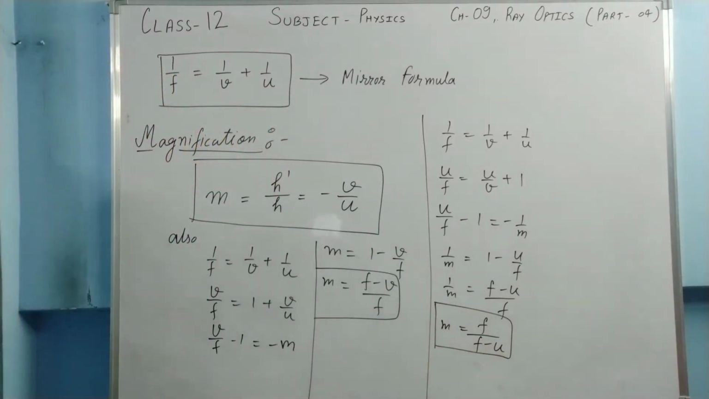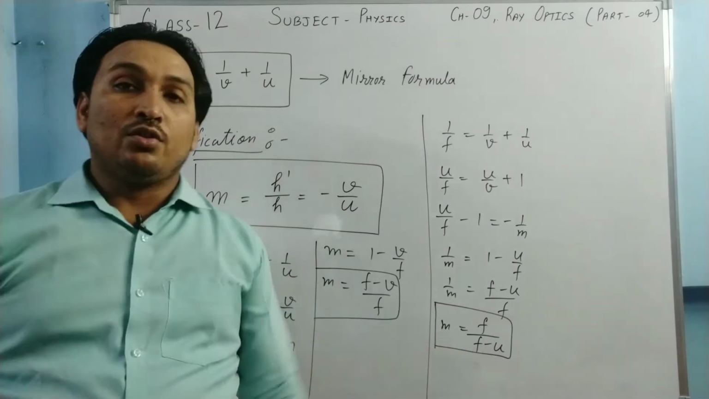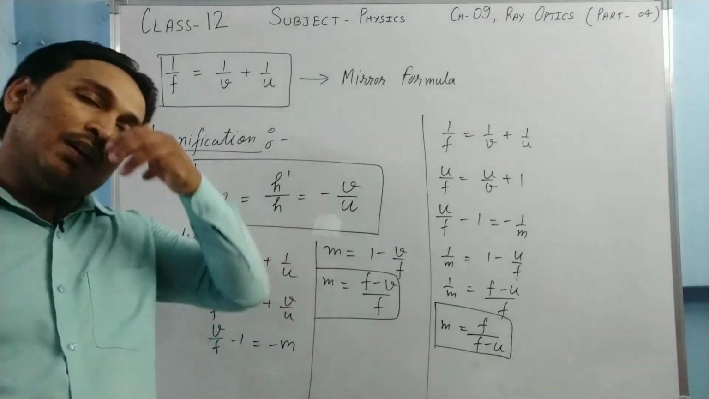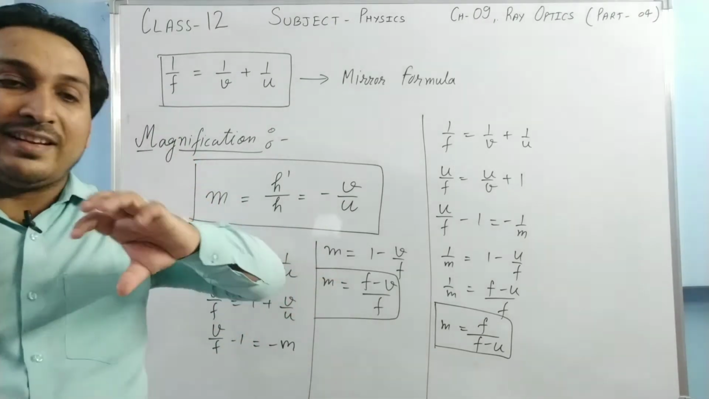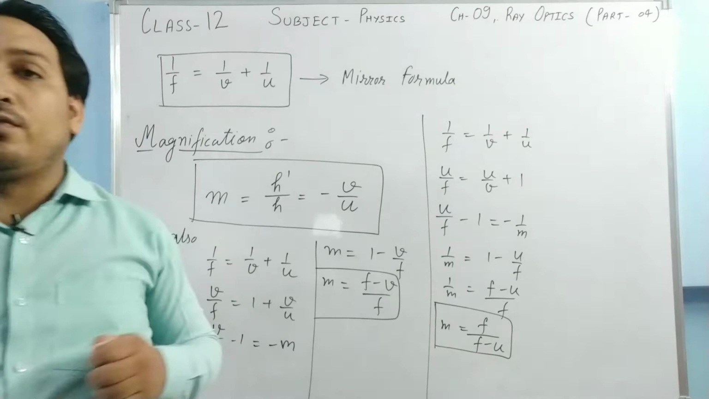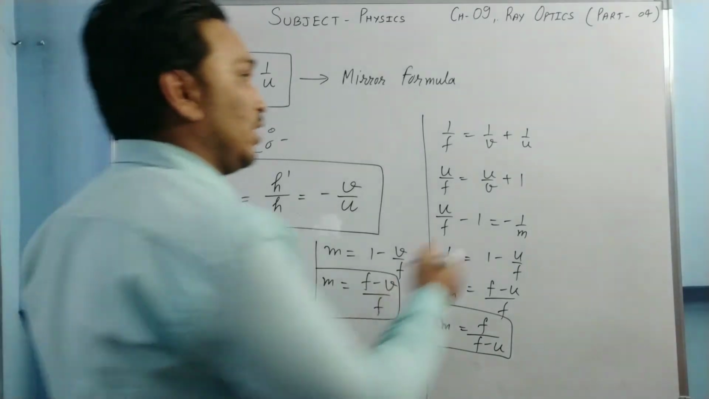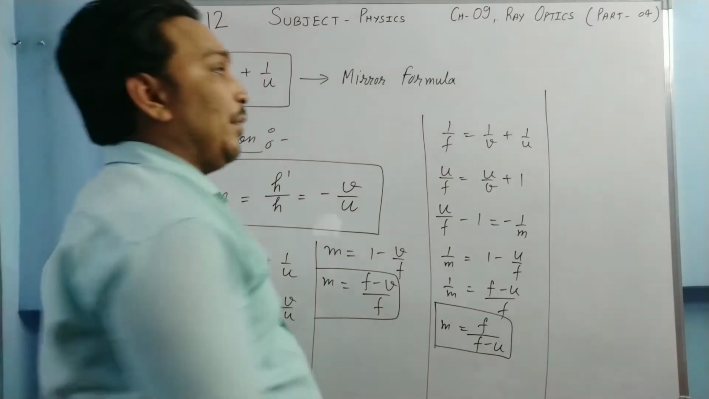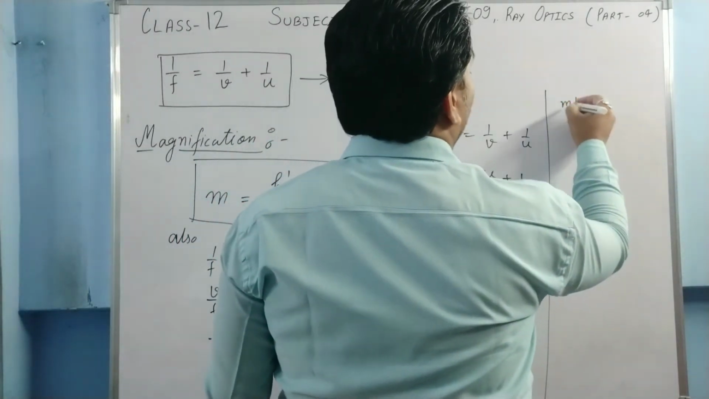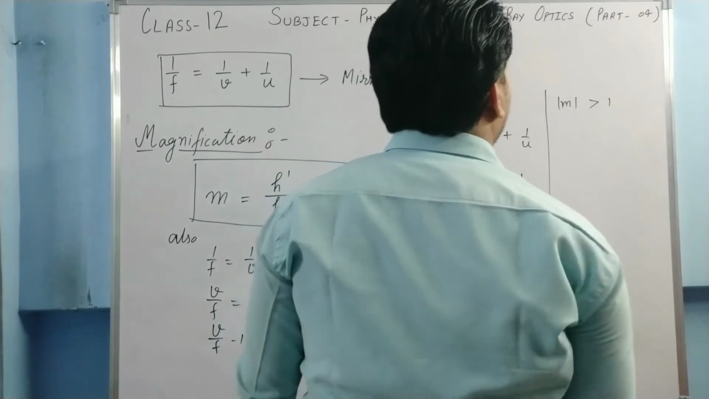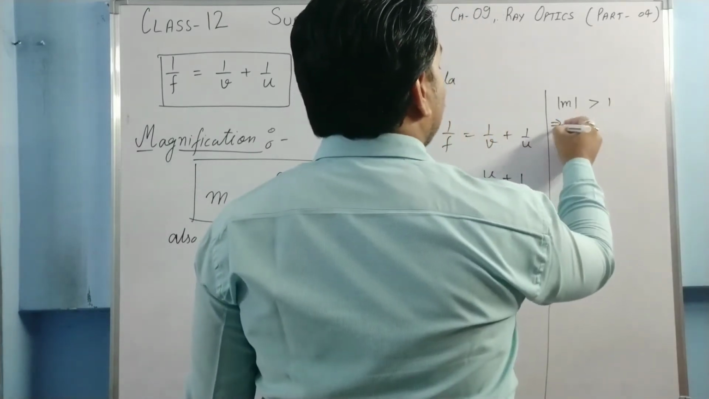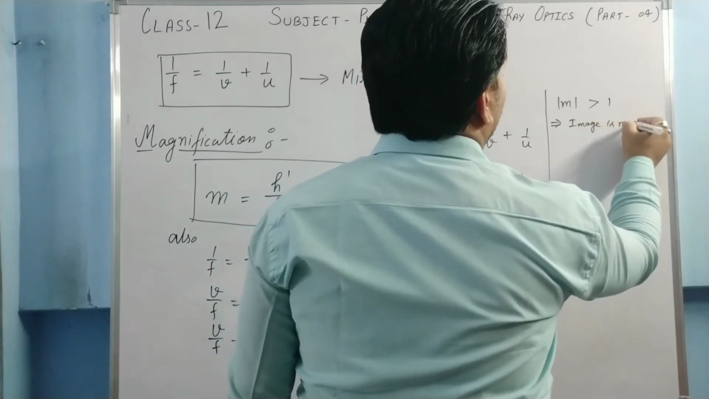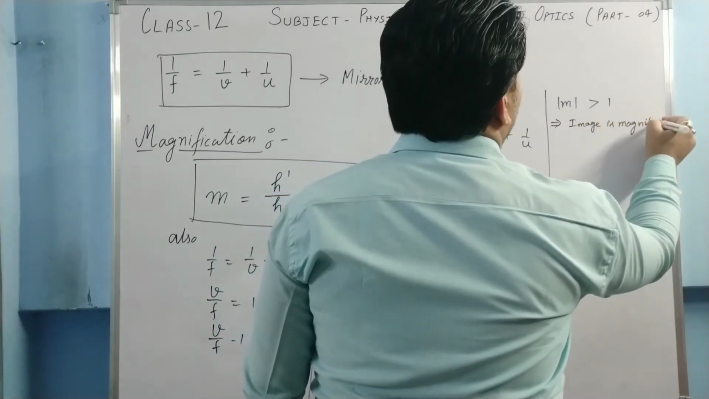Okay, all these three formulas are used to calculate the magnification. Magnification gives us the value of a comparative ratio of height of the image to the height of the object. Now there are some features related with magnification. If magnitude of magnification is greater than 1, it simply indicates that image is magnified.